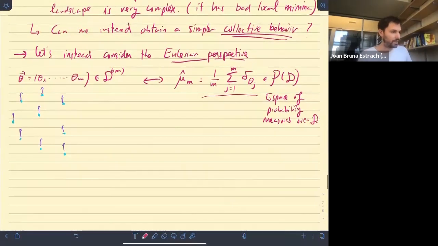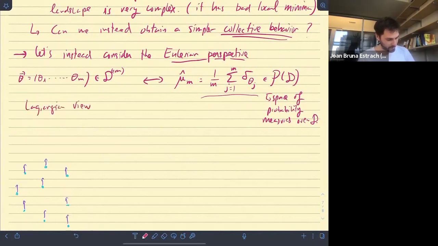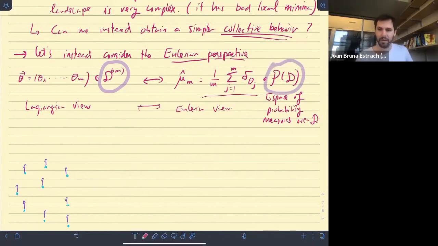So this is the Lagrangian view, and this is the Eulerian. Now we have really changed spaces. On the one hand, we had these copies of finite-dimensional space. Now we have an object that lives in a new space, the space of probability distributions. Here we really had a finite-dimensional Euclidean space.